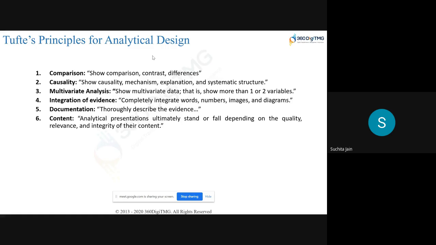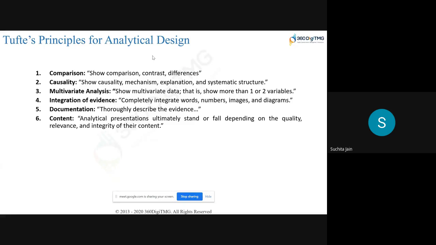Integration of evidence: completely integrate words, numbers, images, and diagrams. So try to give a complete picture. Do not give it from one aspect. Documentation: thoroughly describe the evidence, so that's why it is a storytelling process.